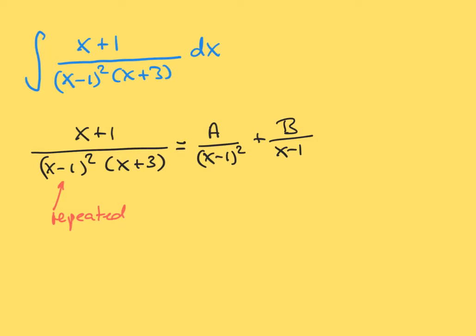Okay, and then the other term is going to be plus c over x plus 3, because that's a linear factor. And then what you would do is you would put these onto a common denominator. This would be the common denominator, and you would find three equations for three unknowns. You would solve them and find out what a, b, and c are. I'm not going to do it in this video. Let's look at the next example.